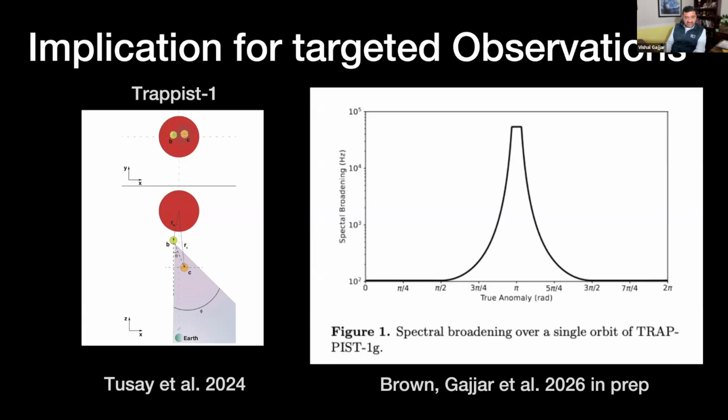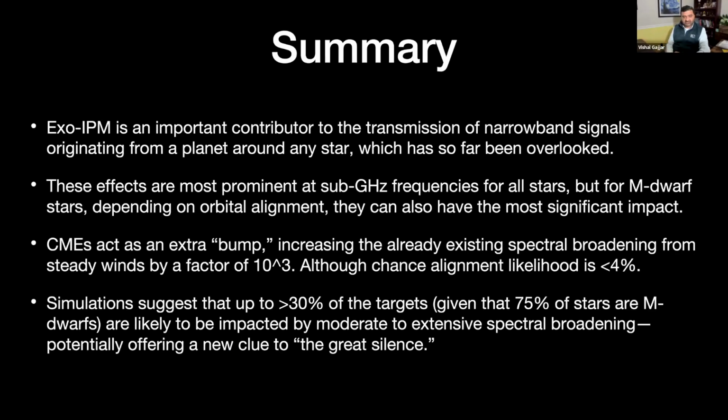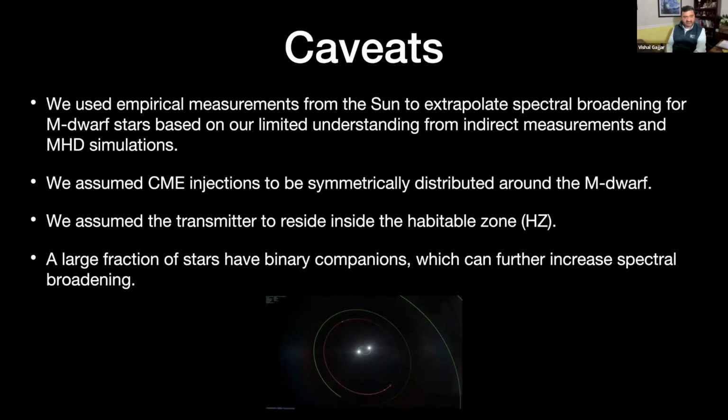Yeah, so with that, I think I will just finish my talk, and maybe I'll leave the summary slide up here for any questions. Before I summarize, let me also highlight some of the caveats. What does this result actually mean? I already explained that we obviously have no direct measurement of winds or turbulence around M-dwarf stars. So we basically extrapolated from the sun to M-dwarfs, which may or may not be accurate.